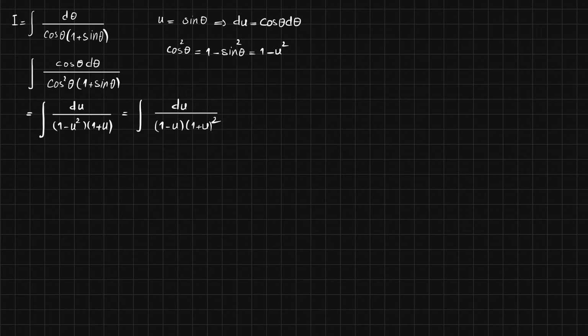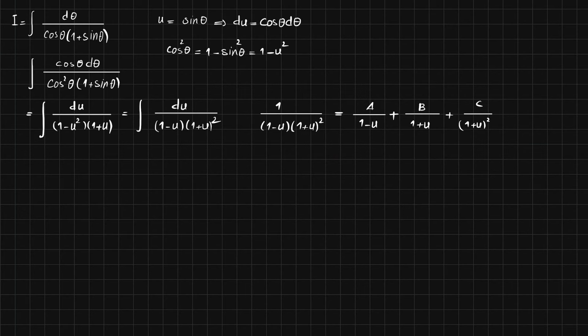And now I use the method of partial fractions. My function that I'm going to integrate is 1 over 1 minus u times 1 plus u squared. So I write it as a constant a divided by 1 minus u, because 1 minus u is a first degree polynomial. The second factor is a first degree polynomial squared, so I have to introduce it in 2 steps. So I would say b over 1 plus u, and then finally another constant c over 1 plus u squared. And then I need to find a, b, and c.